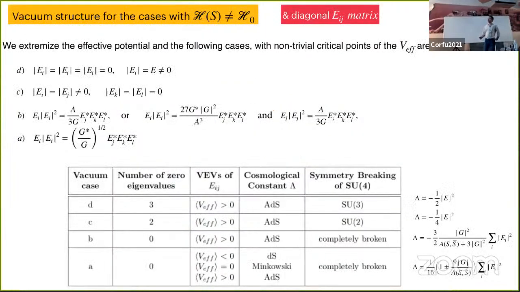So now, considering a non-constant holomorphic function and assuming a diagonal E matrix, we get vacua that are classified in this table. So you see here different cases. For example, when we don't have zero eigenvalues, we can have either de Sitter, Minkowski, or AdS vacua. The rest of the cases are all AdS, and this is the value of the cosmological constant. So now you see it also depends on the holomorphic field that is hidden inside the functions G and A.